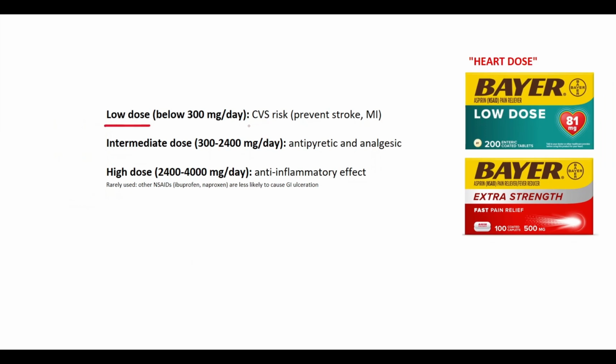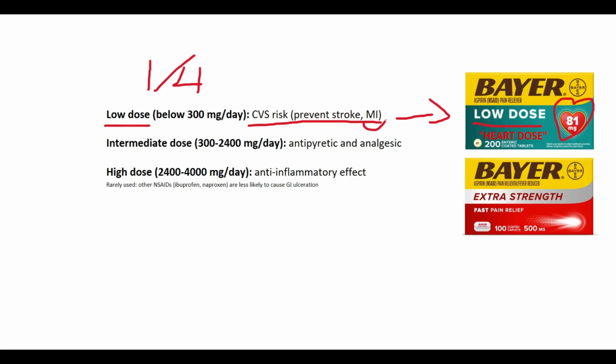So low dose aspirin is used generally in elderly patients with cardiovascular risk. Low dose aspirin is extremely common. If you're over 40, you have a 1 out of 4 chance of using this product, low dose aspirin. And actually, you can tell a lot about the indication of low dose aspirin just by looking at the product itself. You'll notice that 81 milligrams is surrounded by this nice heart, and that's because it's also referred to as the heart dose.